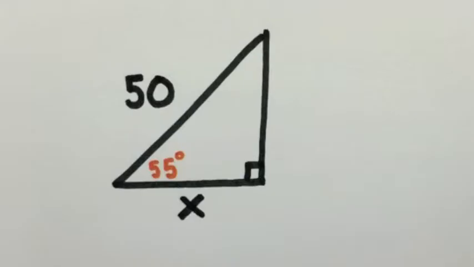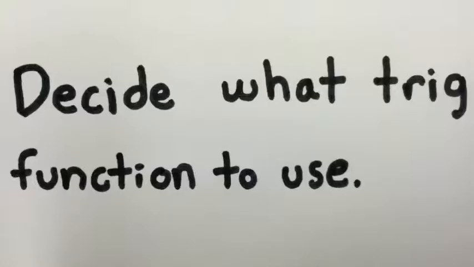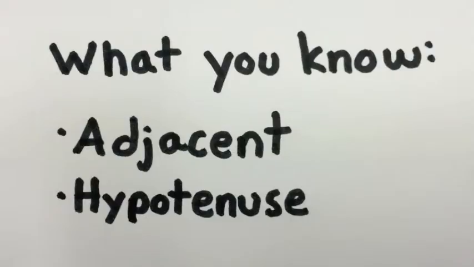We are given a triangle with an angle of 55 degrees and two sides, x and 50. Step 1. Decide what trig function to use. We have two sides, x and 50. We know the adjacent side and the hypotenuse.